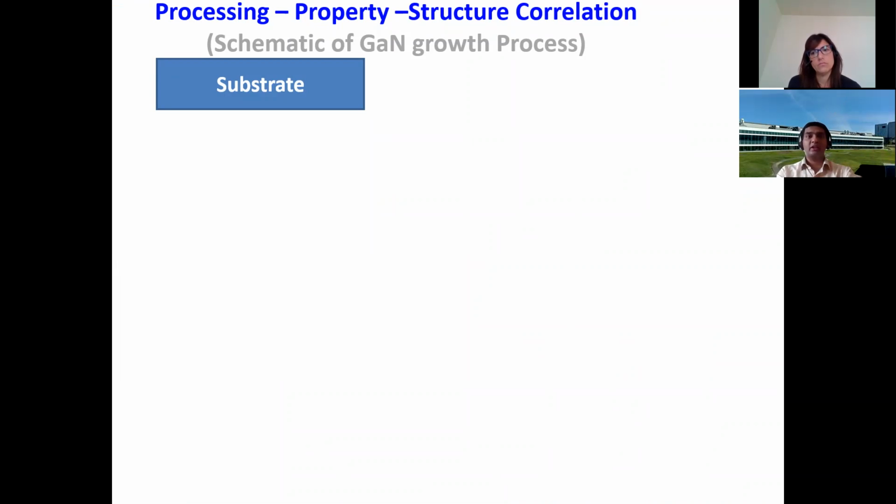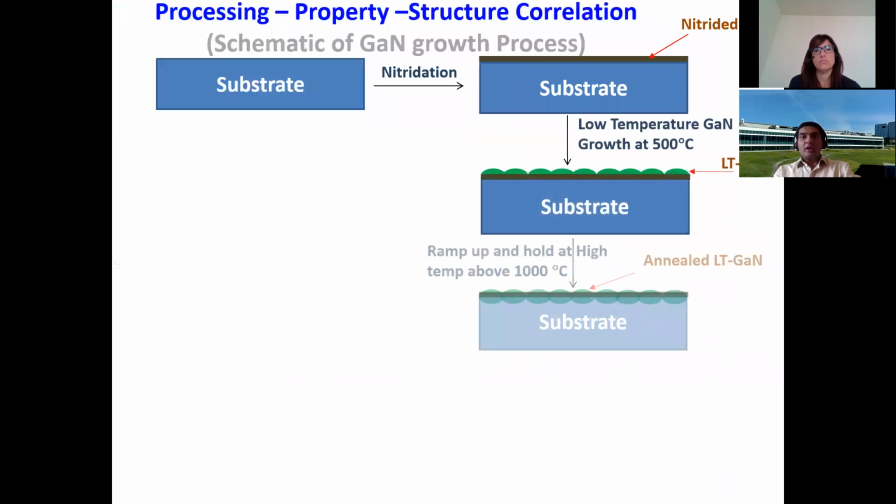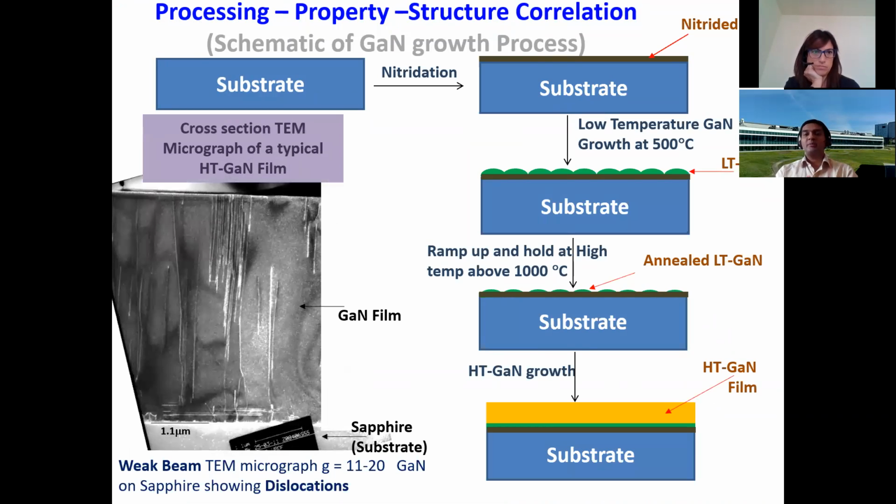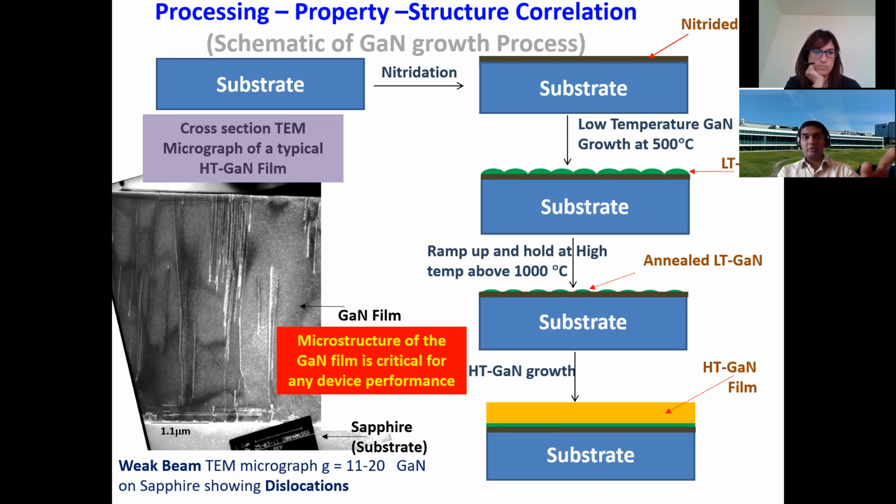This is showing another processing property correlation, which I'll be discussing. So this is, in short, the schematic of a gallium nitride growth process, and what is critical. Basically it shows the process parameters at different steps, and then finally, if the device structure has these kinds of defects, it is detrimental for the device. So it is essential to understand where those defects are coming from. In order to do that, we need to study.